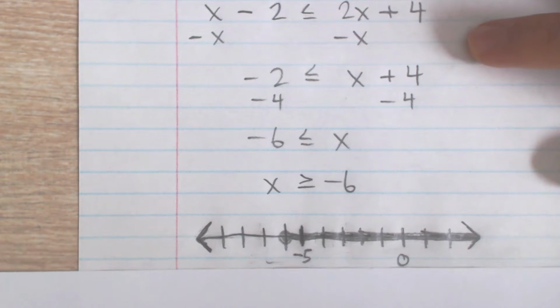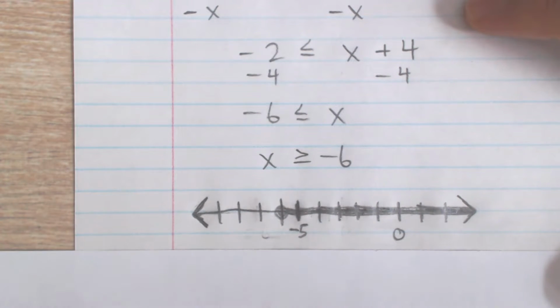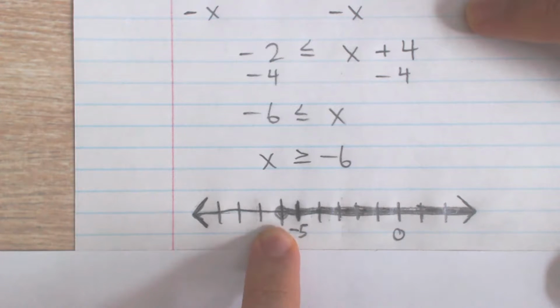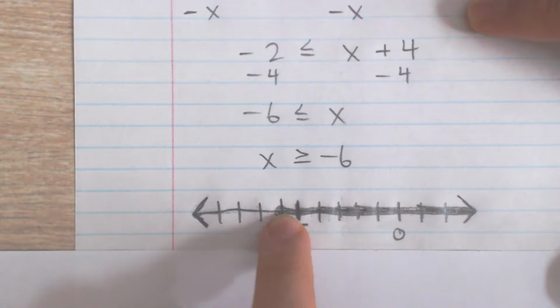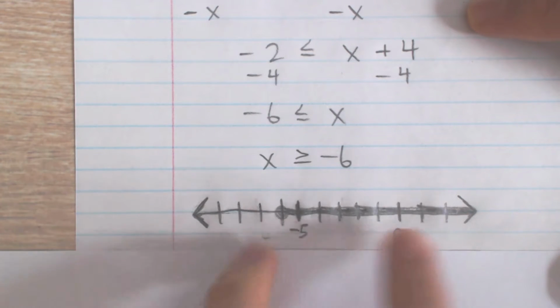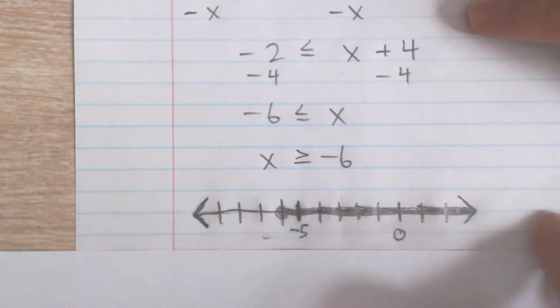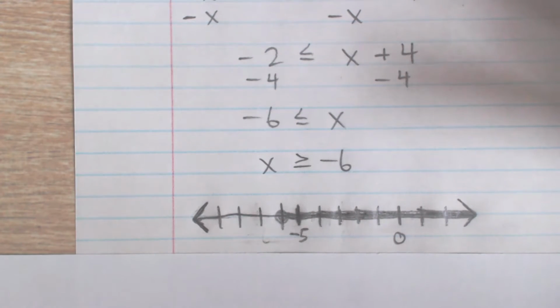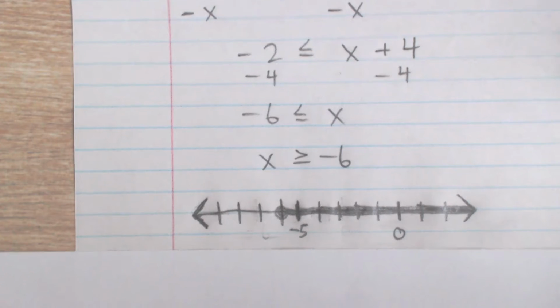On a number line, you can represent this like this. We have 0 here, negative 5, and negative 6 is over here. Any point including negative 6, so we color in the dot, and any point to the right of that, in the positive direction, from negative 6 all the way to infinity. Any number greater than or equal to negative 6 will work to solve the inequality.